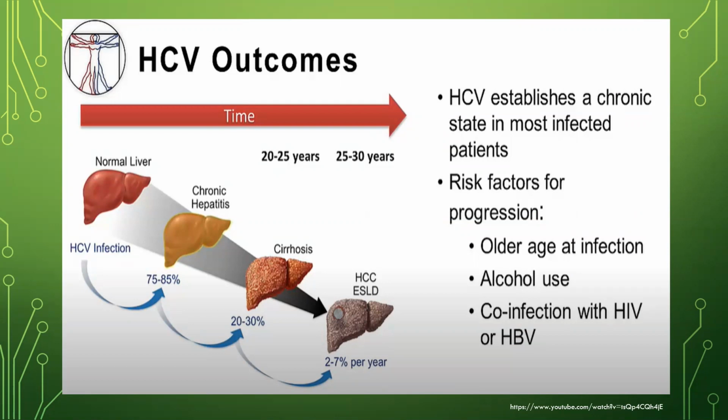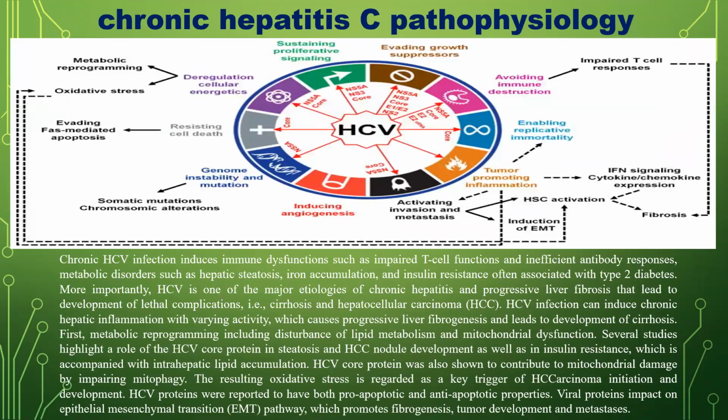and in 30% of them, in 25 years, cirrhosis will be established, and from 2 to 7% of these cirrhotic patients, hepatocellular carcinoma can be established also.